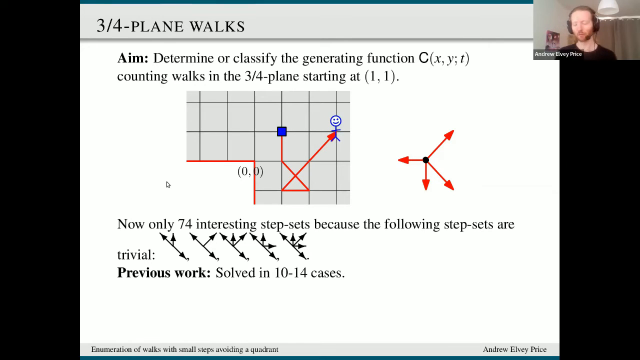Okay, so I said that more or less the same thing happens. The main counterexample to that is that there are these 5 step sets which do interesting things in the quarter plane, but which do very uninteresting things in the three-quarter plane. And so there are really only 74 remaining interesting cases. But for those 74 remaining cases, the solution in each case is somewhat similar to the solution in the quarter plane, as I'll show.